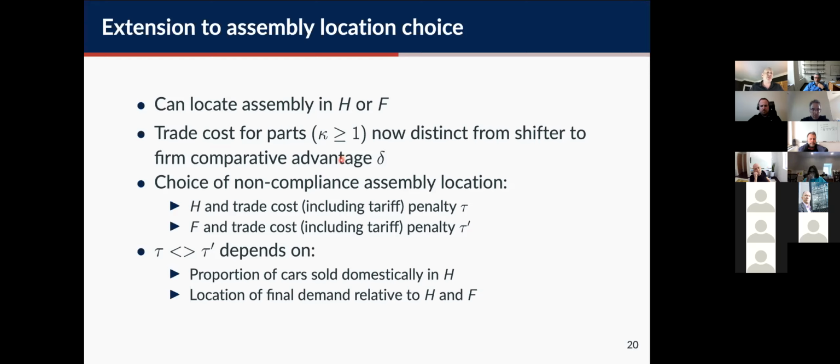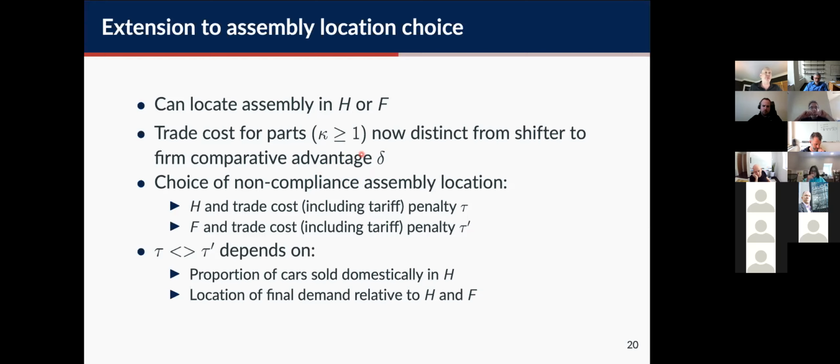I should add, of course, that trade costs here are going to be critical. I should have mentioned this before. In the simple version I showed you, we didn't have any trade costs, although in the version without the choice of assembly, trade costs and delta are isomorphic. So if you wanted to think about the impact of trade cost without the choice of assembly location, it's exactly the same thing as changing the delta. Now with endogenous location choice, the trade costs matter.